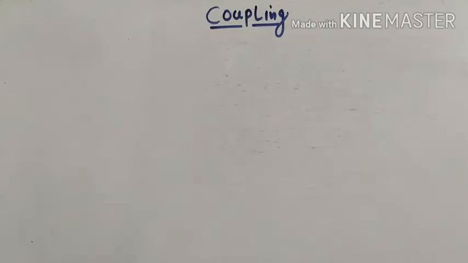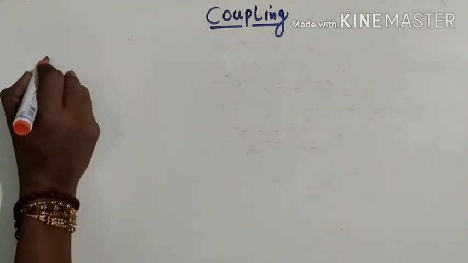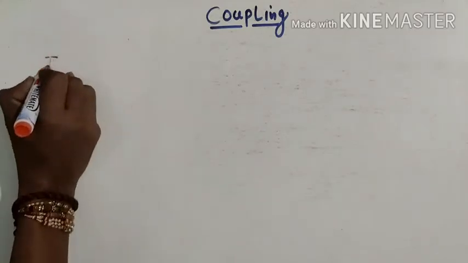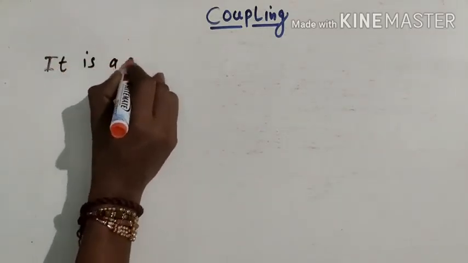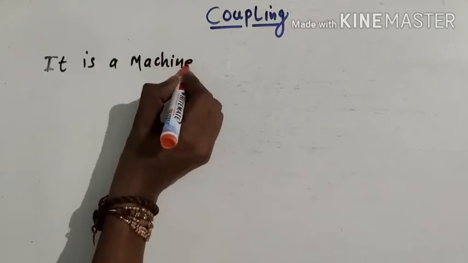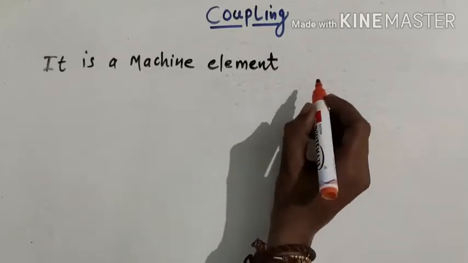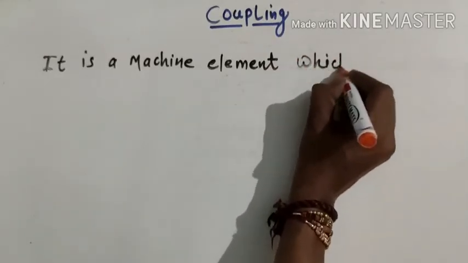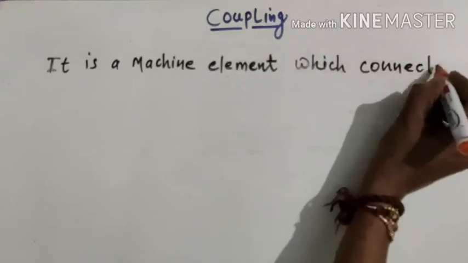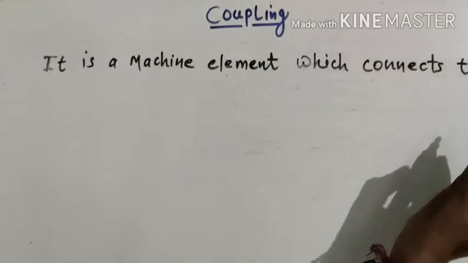Before starting the discussion with the diagram, let me introduce you to coupling. Coupling is a machine element. Remember, it is a machine element which connects two shafts.